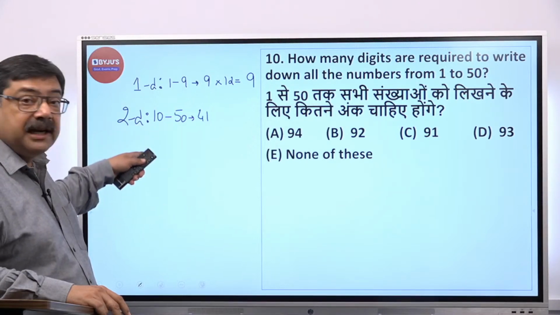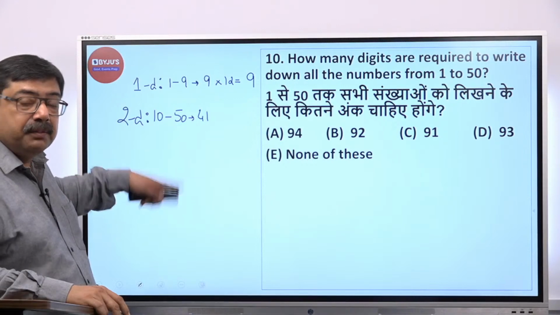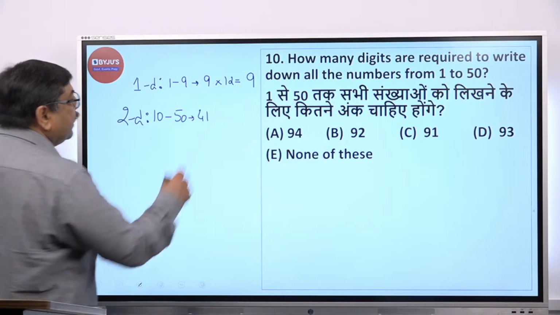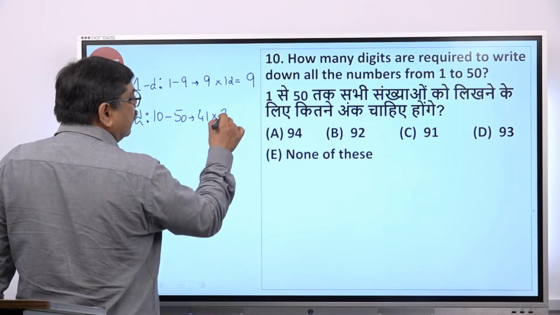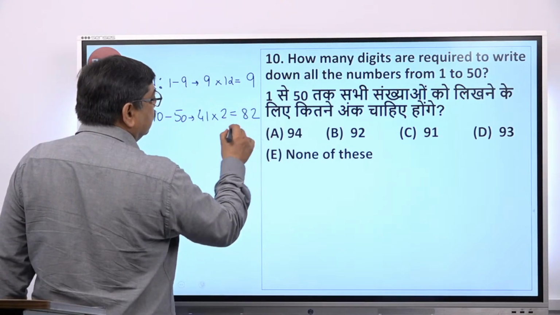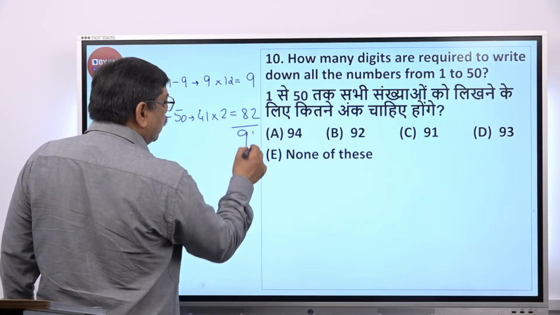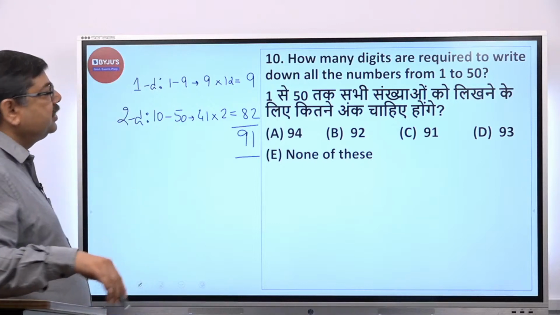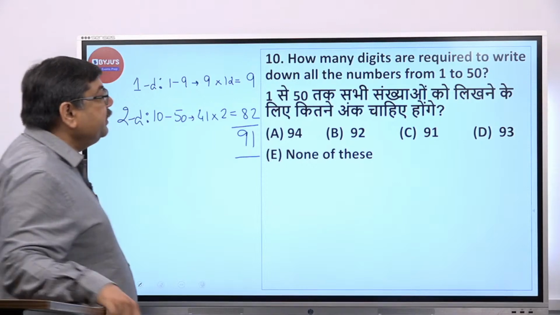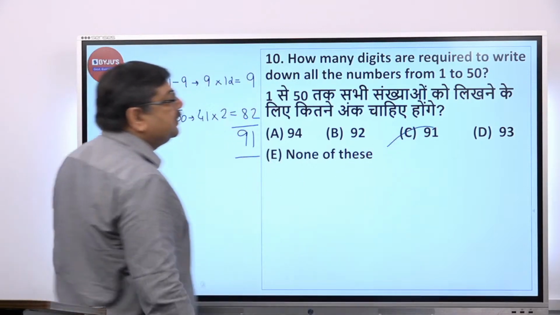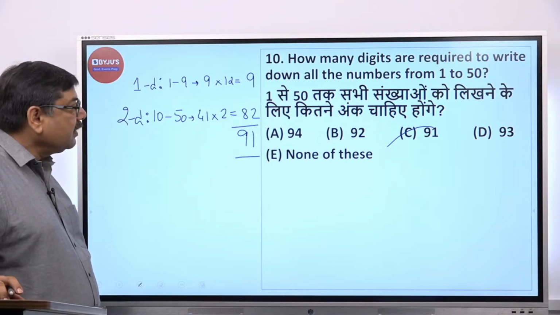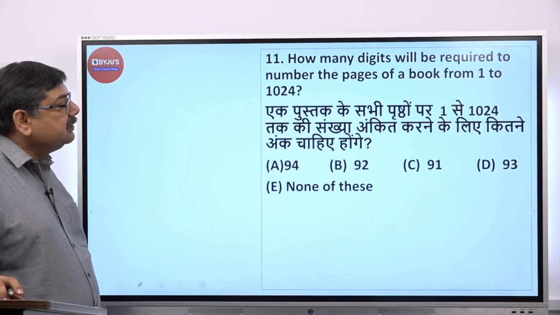So if you subtract 10 from 50 and add one, both 50 and 10 will be included. Okay, both will be included. So now these 41 numbers are all two-digit numbers. So how many digits? Well, 82. Okay. So total digits that would be written from 1 to 50 if you write down all the numbers will be 91, which is given to us in choice C. That should be the answer. All right. So I hope this is clear.